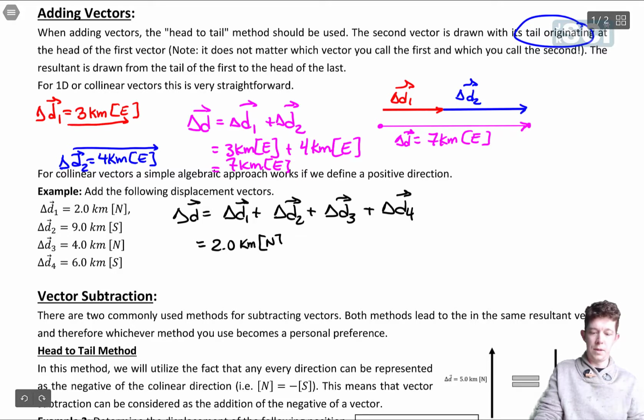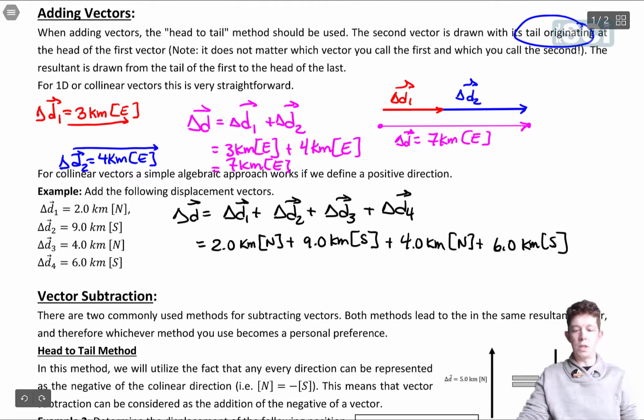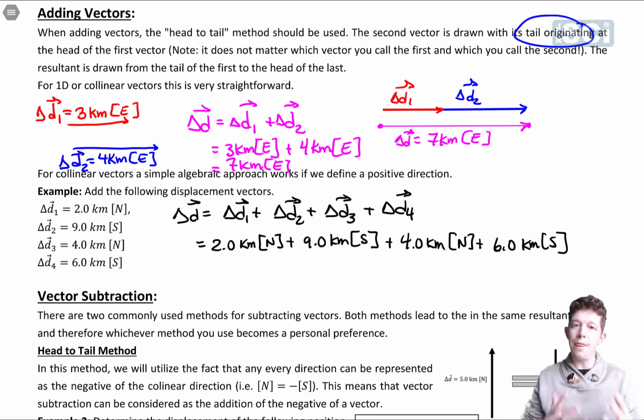north plus 9 kilometers south plus 4 kilometers north plus 6 kilometers south. Now, if I said, what's my overall displacement, some of you will just naturally think, wait, 2 kilometers north, 9 kilometers south, so I'm 7 kilometers south. And then I add 4 kilometers north, so I'm now 3 kilometers south. And then I go 6 more kilometers south, so I get a total of 9 kilometers south.